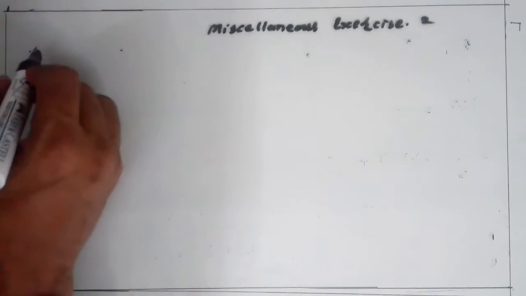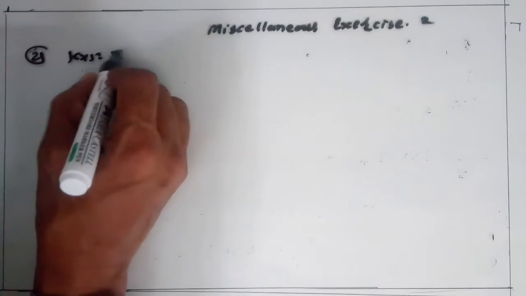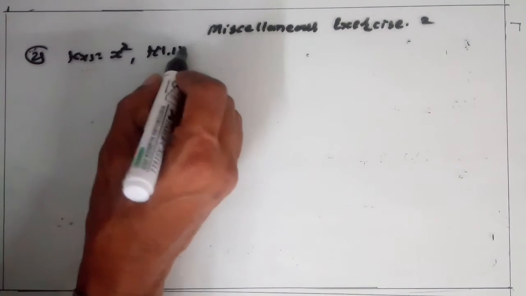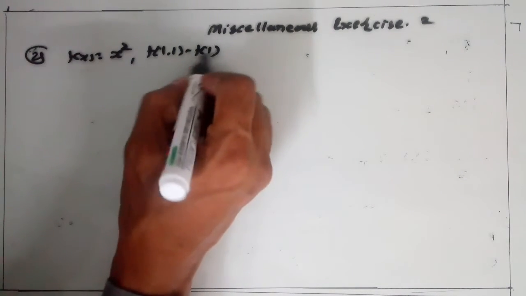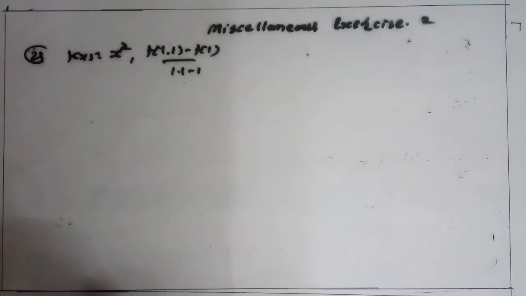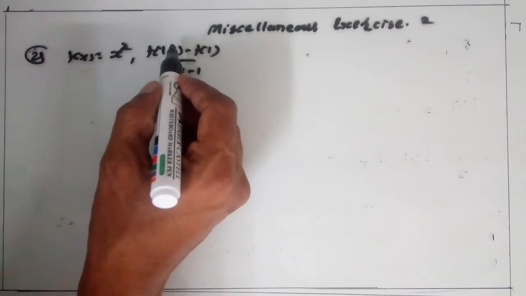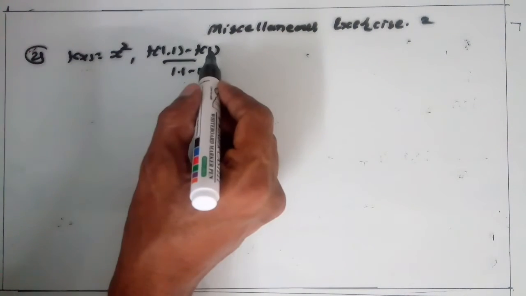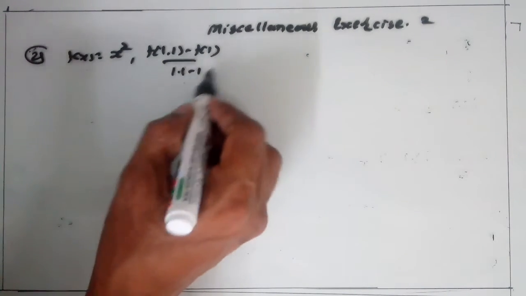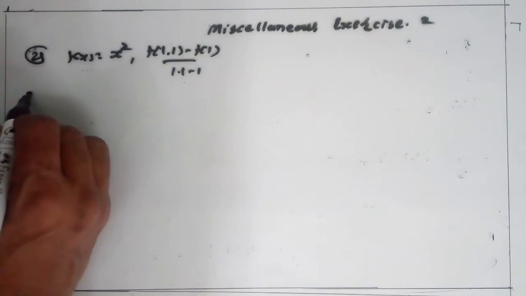Now question number 2: given f(x) is equal to x square, then find (f(1.1) minus f(1)) upon (1.1 minus 1). You know how to find this value. First find f(1.1) using this relation, find f(1), and replacing both values in these terms, we get the value of these terms. Just try to solve this question yourself.